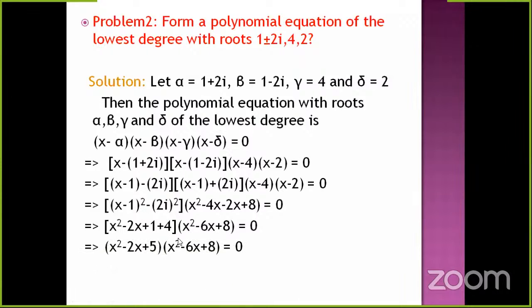So again by multiplying these two equations, what will I get? (x square minus 2x plus 5) into (x square minus 6x plus 8) is equal to 0. So x square into x square, I will get a biquadratic equation. So it will be x power 4 minus 8x cube plus 25x square minus 46x plus 40 equal to 0. Therefore, x power 4 minus 8x cube plus 25x square minus 46x plus 40 equal to 0 is the biquadratic equation with roots 1 plus or minus 2i, 4 and 2. Okay. Next problem.